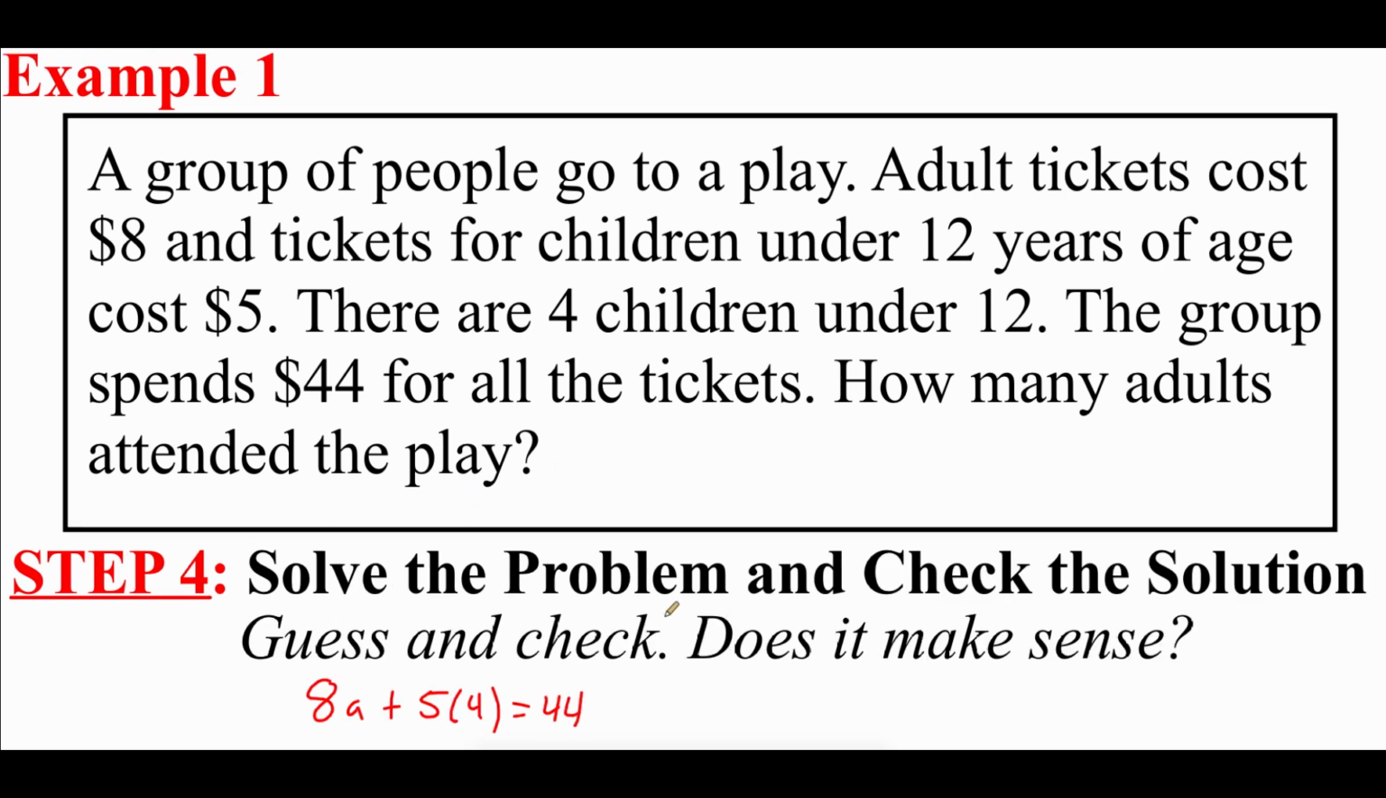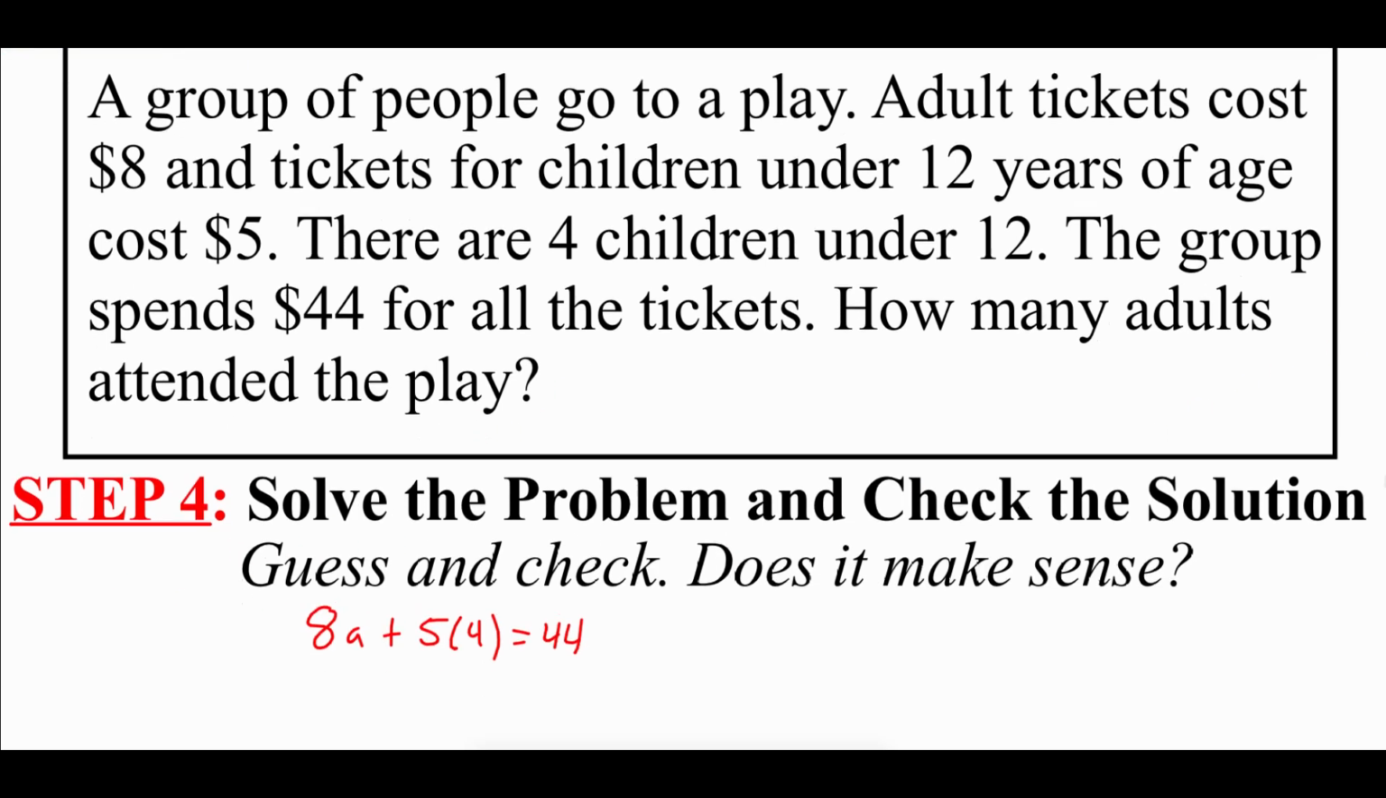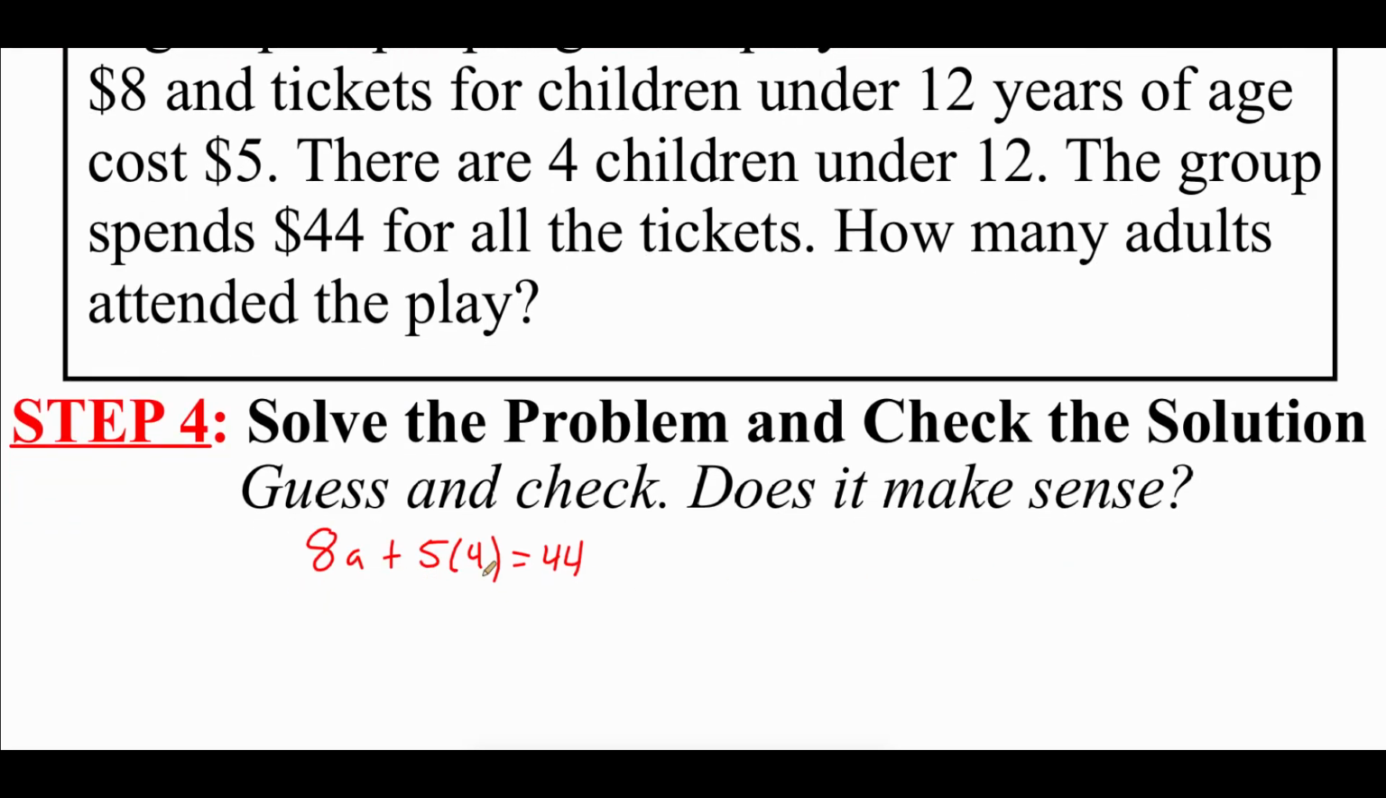So step number 4, we're actually going to solve the problem. There's a little bit of simplifying that we can do in this equation right now. 5 times 4, we should be able to figure that out. That's 20. So we've got 8a plus 20 equals 44. Now we're just going to do guess and check to try to solve this equation. We're going to guess different a values, plug them in, and hope to get 44 as our answer.